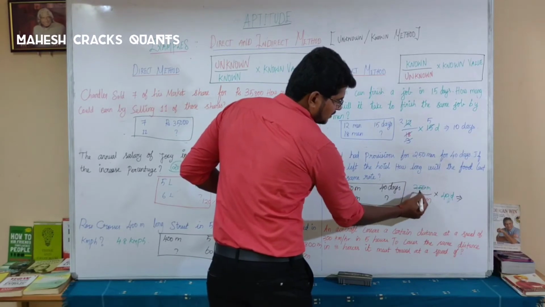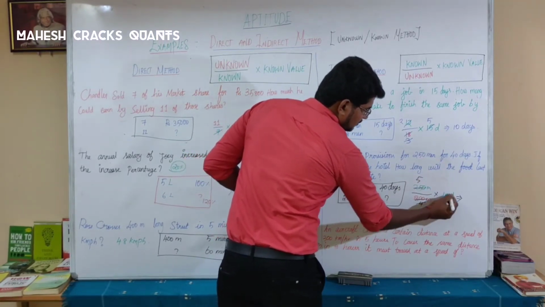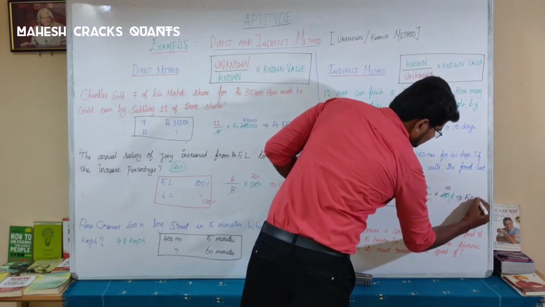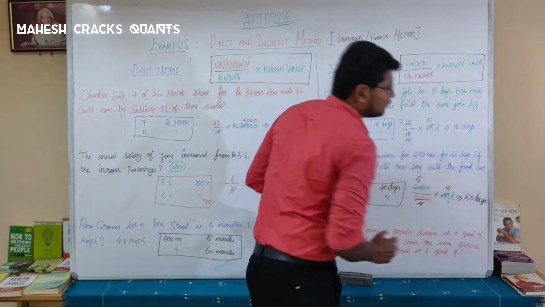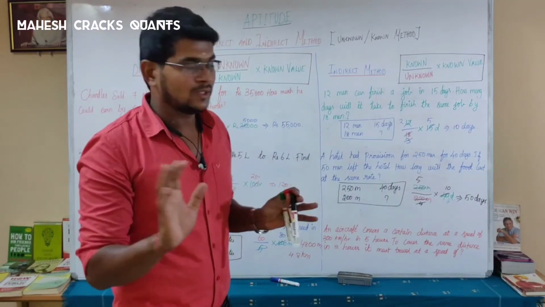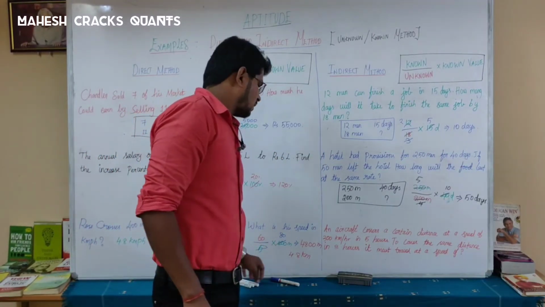So 5 times 50 is 250, 4 times 50 is 200, 10 times 4 is 40. So 5 into 10, 50 days. So the food will last for 50 days if the men are reduced by 50. Okay, are you clear? Done. We'll move to the last question.